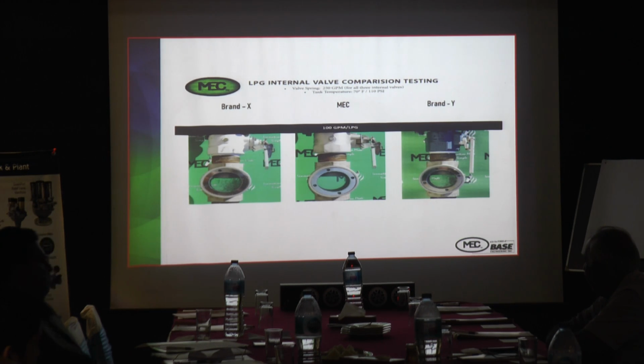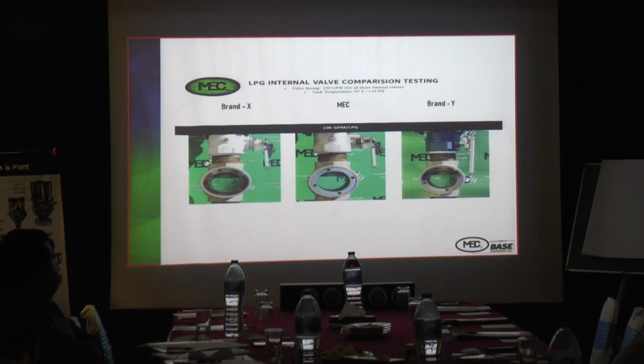No. Okay, so the center one is actually the Marshal internal valve. The left and the right ones are X and Y, and these are also two popular brands. So what we do is we have a flow of LPG of 100 gallons per minute. On the X brand, you can see in the so-called side glass, you start to see bubbles. The Marshal one, you don't see any bubble. The right one, you also see some bubbles. Okay, next slide.